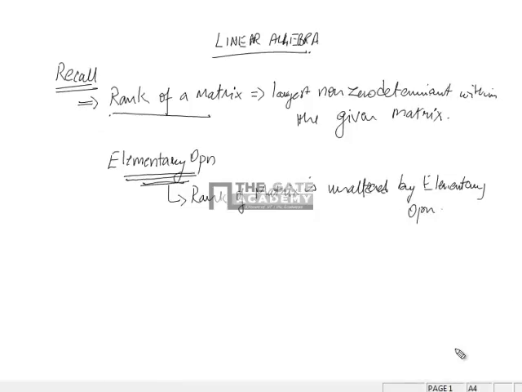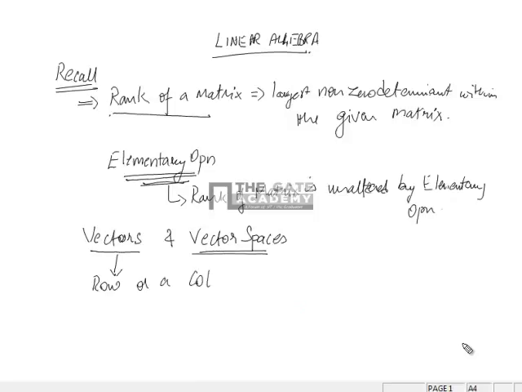Now let me introduce you to the notion of something called vectors. Vectors and vector spaces. This is very important. So we will understand what we mean by vectors and vector spaces. Vector here means it is a row or a column matrix to me.